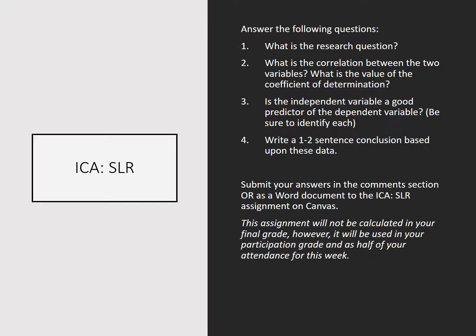After you've completed the analyses, I want you to answer the following questions. Based upon these two variables and completing a correlation and R-squared, what's the research question we were asking? What's the correlation between the two variables, and what's the coefficient of determination? The third question asks, is the independent variable a good predictor of the dependent variable? And be sure that you identify from the data which was the independent and dependent variable in this answer. And then the fourth question is, write a 1 to 2 sentence conclusion based upon this data. Based upon the analyses you just completed, what can you conclude?